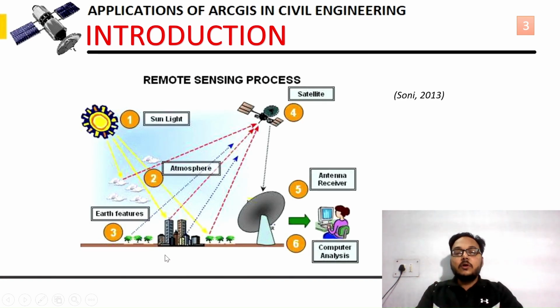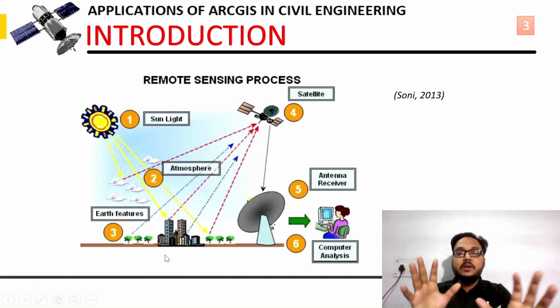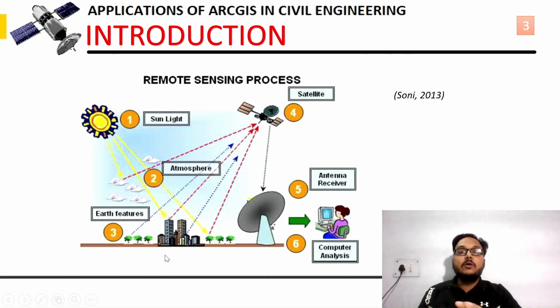Before talking about GIS also, I would like to talk about the remote sensing process. In this diagram you can see the remote sensing process being nicely described. Here there is sunlight, which is a source of energy, and whenever this energy comes, it gets reflected from the atmosphere and also from the earth features available on the surface of the earth. This reflected energy is again caught by some satellite.